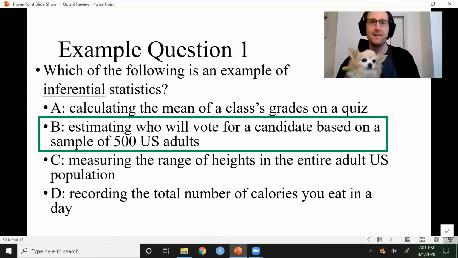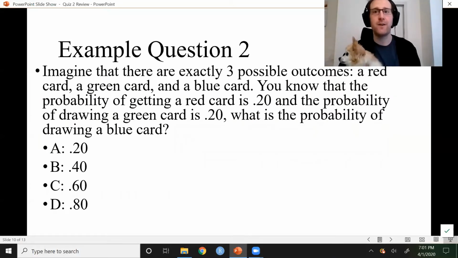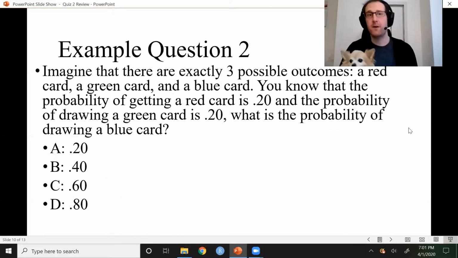Anyways, so question number 2, and I'll just move this out of here quick. Imagine that there's a situation where there are 3 possible outcomes. You either get a red card, a green card, or a blue card. So you know the probability of a red card is 0.20, probability of a green card is 0.20. What is the probability of drawing a blue card under the circumstance? And again, give you about 10 seconds to try to figure this out, but also feel free to pause it if you want to have a little bit more time to think about it.